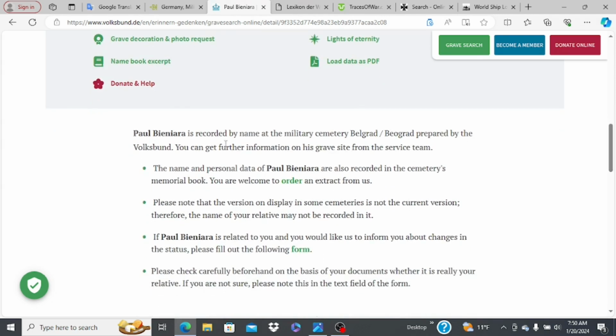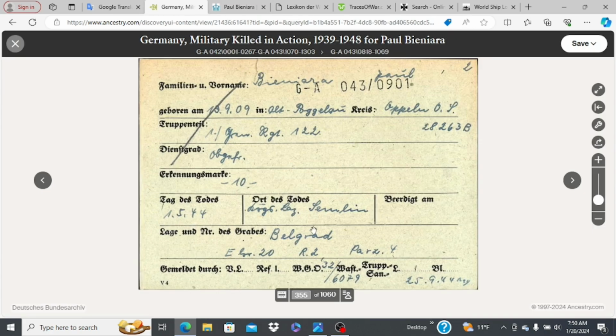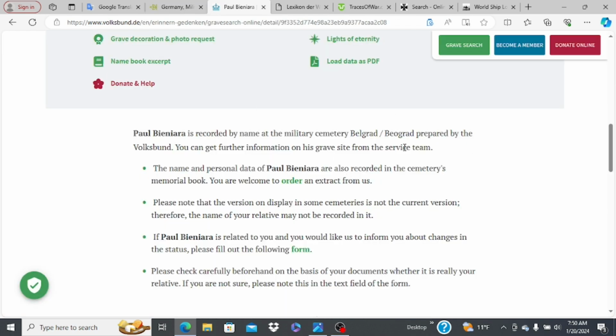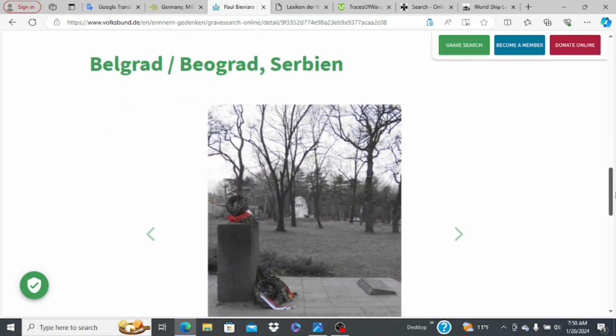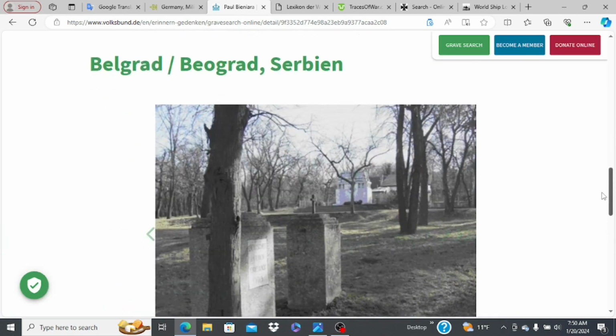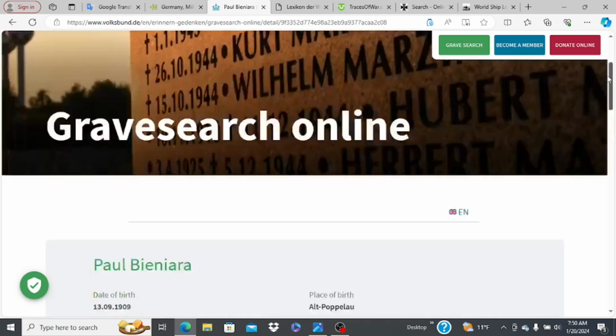We can see that his name is recorded at the military cemetery in Belgrade, which matches what's on the card here. So apparently at Belgrade, he was buried in Block 20, Row 2, Grave 4, I think. But it looks like he's since been moved, or maybe that grave location's been lost. But he's buried in the Belgrade Military Cemetery somewhere.